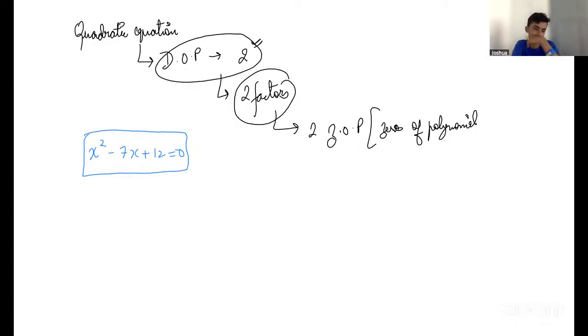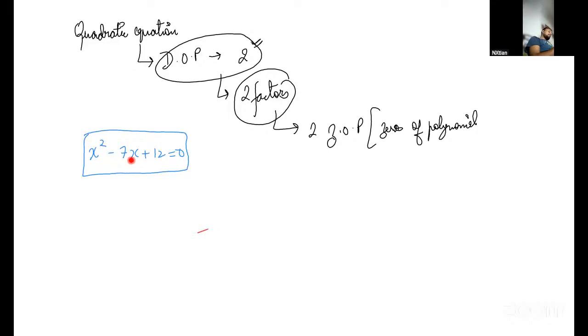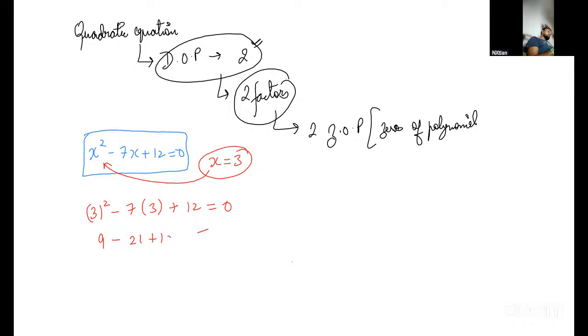Sir, can you explain it? Yeah. So we'll do some practical, then we'll understand it more clearly. See, this is x square minus 7x plus 12. If I put the value of x as 3, we'll check what answer we will get. It will become 3 square minus 7 into 3 plus 12 is equal to 0. It will become 9 minus 21 plus 12 is equal to 0. So it will become 9 minus 9 is equal to 0. 0 is equal to 0. So in the end, what did I get? 0, when I put the value as 3. Did you understand, guys? Yes or no?